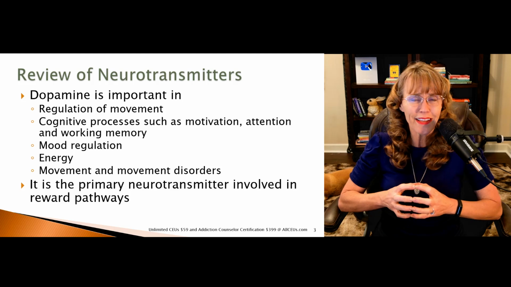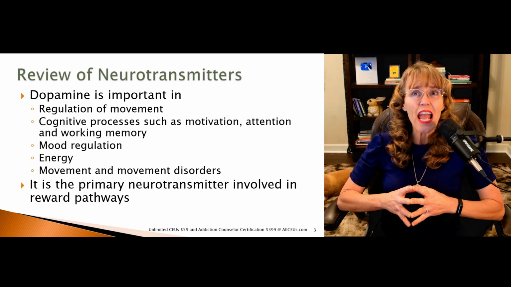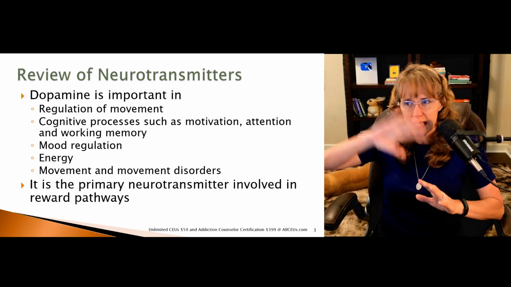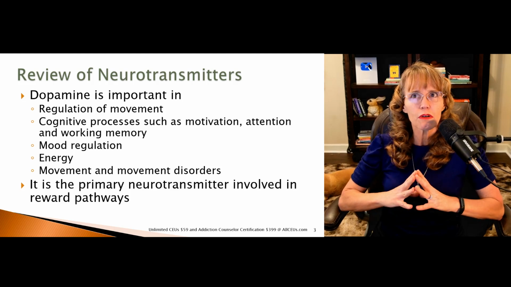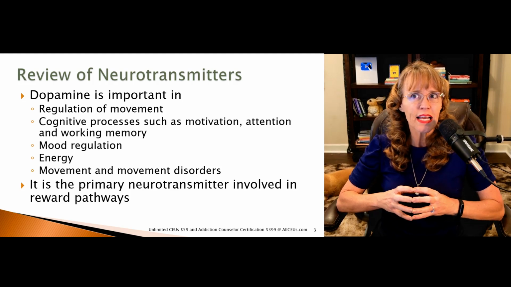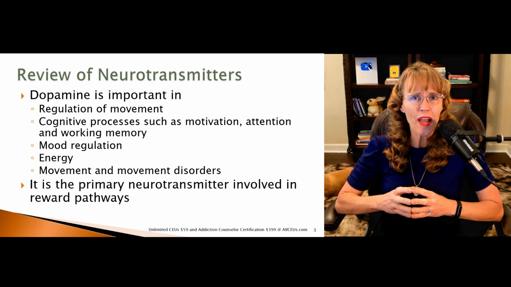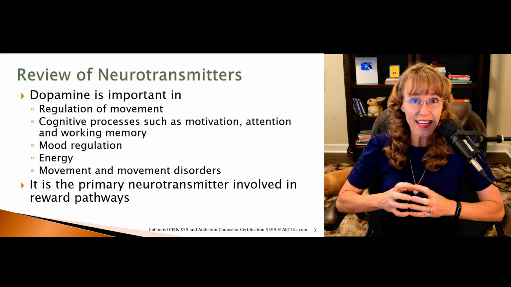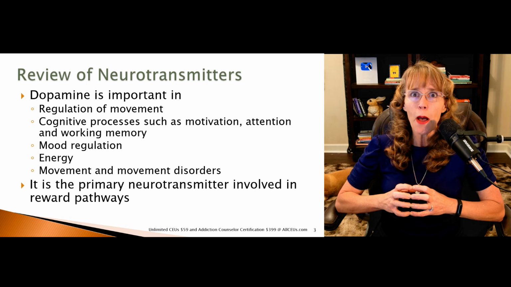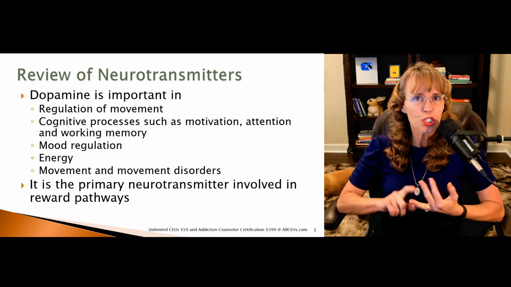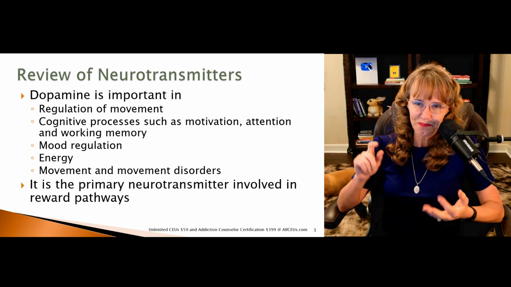It's important in mood regulation. People with low dopamine often feel depressed. It's important for energy. And in the video I do on dopamine, I go into great detail about this. But suffice it to say, people who are on antipsychotics, for example, that lower dopamine levels tend to have really low energy. And that's a side effect that some people who are on mood stabilizers and antipsychotics medicate with nicotine and caffeine, two of the most commonly misused and potentially abused substances.